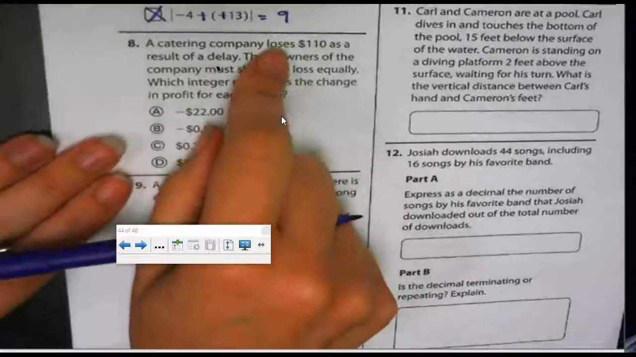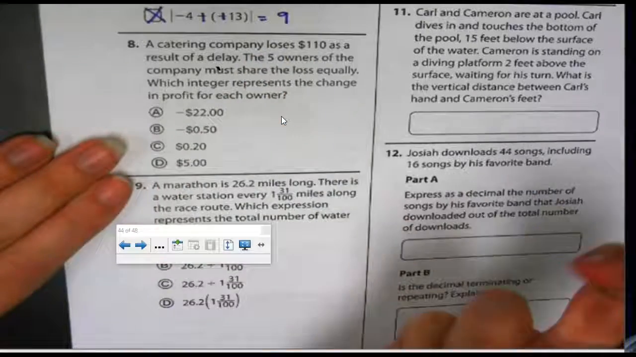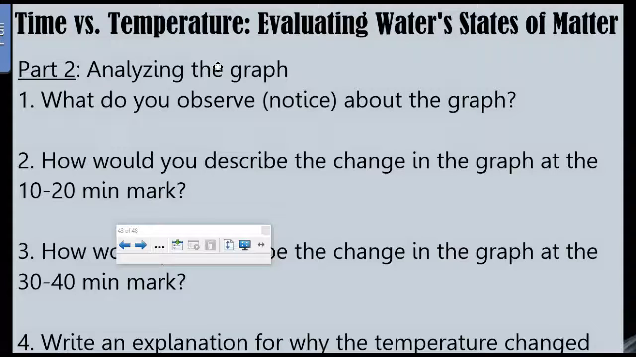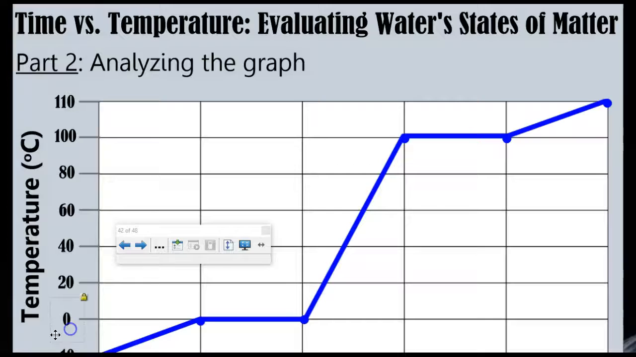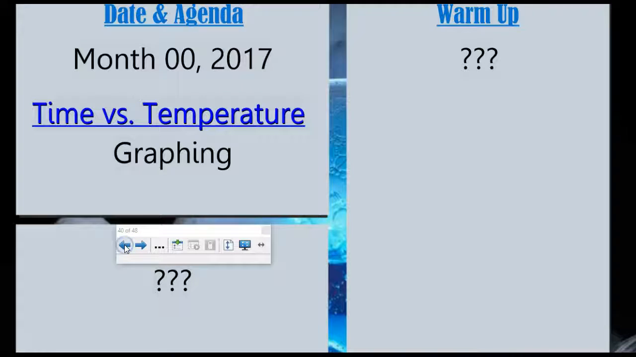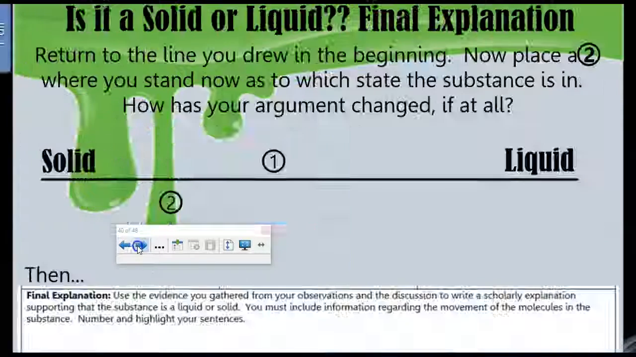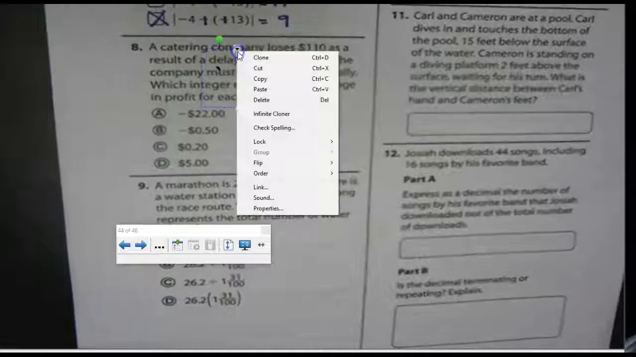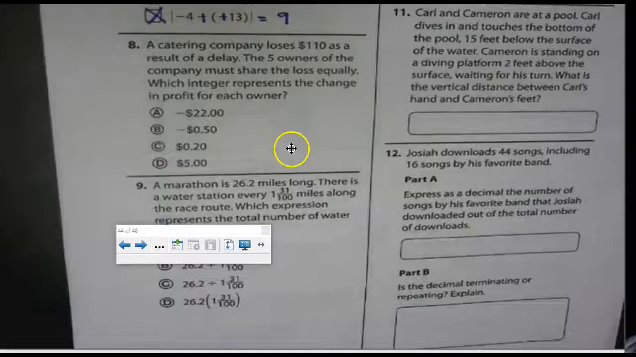For number 8, it says a catering company loses $110 as, oops, sorry, let me go back. Oops. Sorry about that. I wanted to delete this little spot right here.